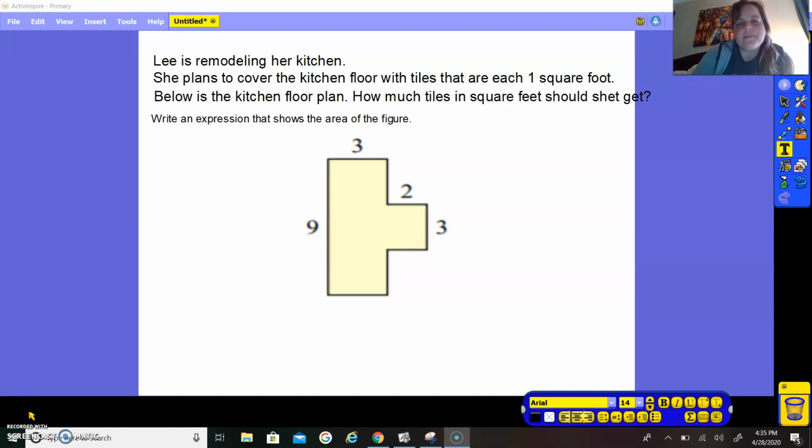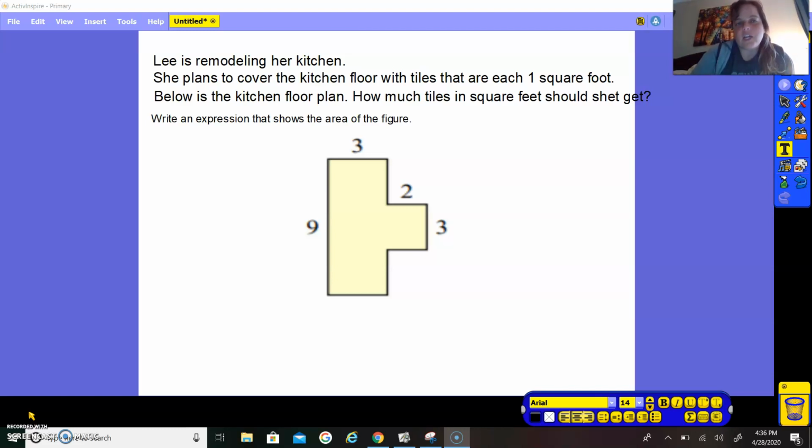Hello, third graders. So today our learning target is I can identify the area of an irregular figure. Your success criteria is I can identify the area of an irregular figure and I can communicate the expression that shows how I identified the area of the irregular figure. So for example, we have this word problem.